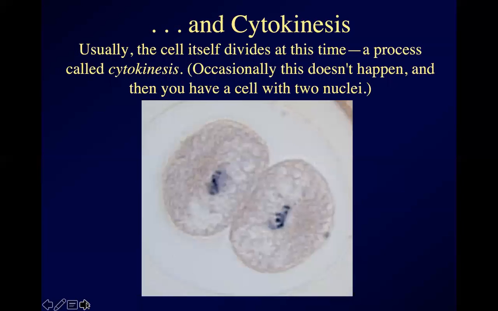Usually the cell itself divides at this time, and what you can see has happened here is that what was one cell has kind of pinched in two. Now you have two cells that are stuck together, making that shape that looks kind of like a number 8 on its side. When this entire cell splits, we call this cytokinesis.